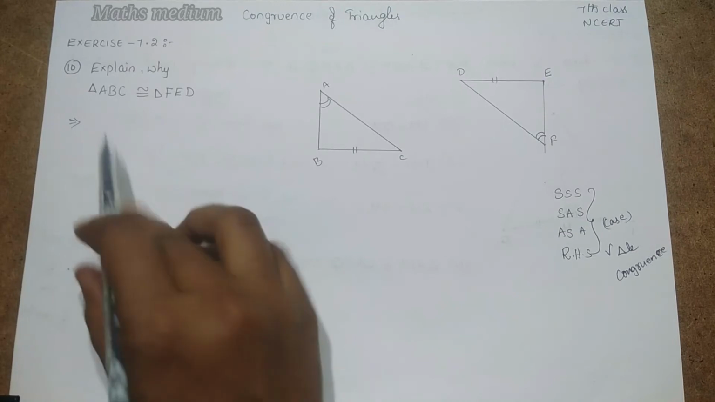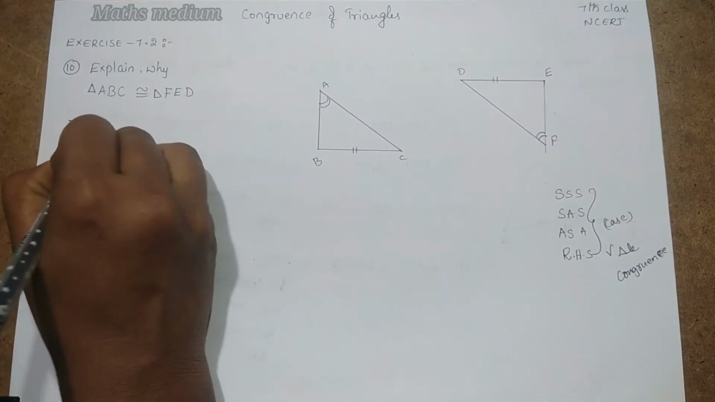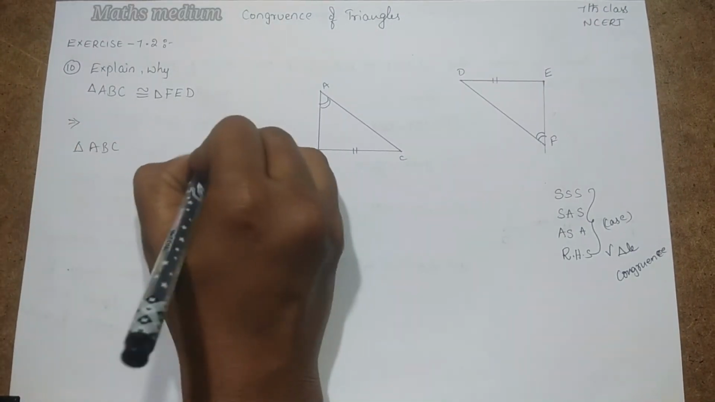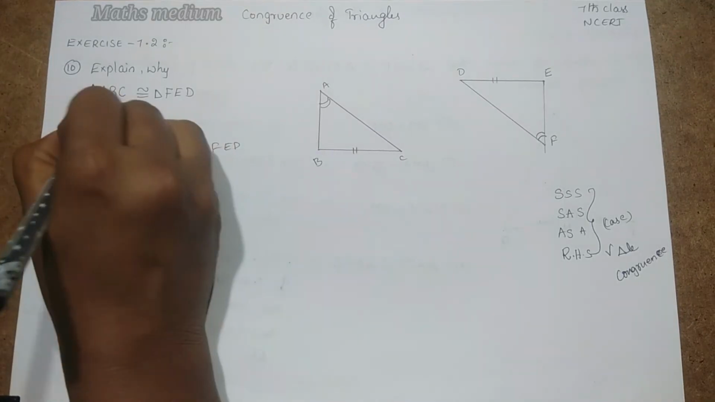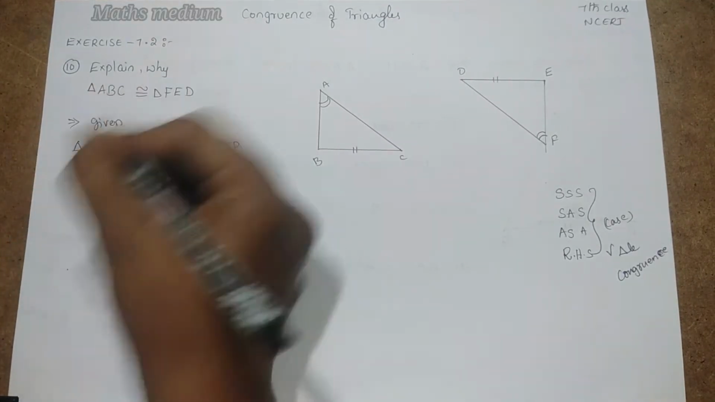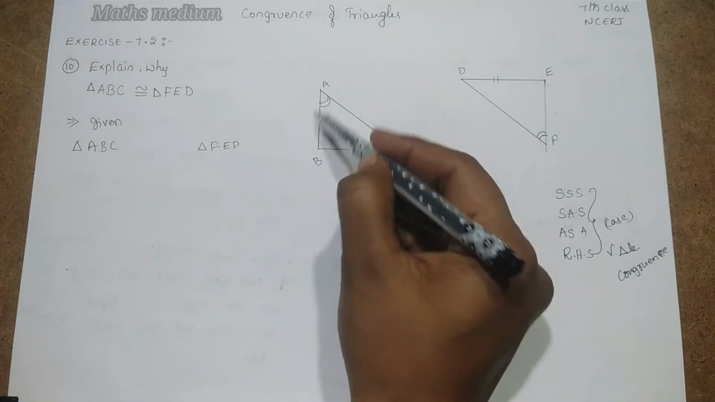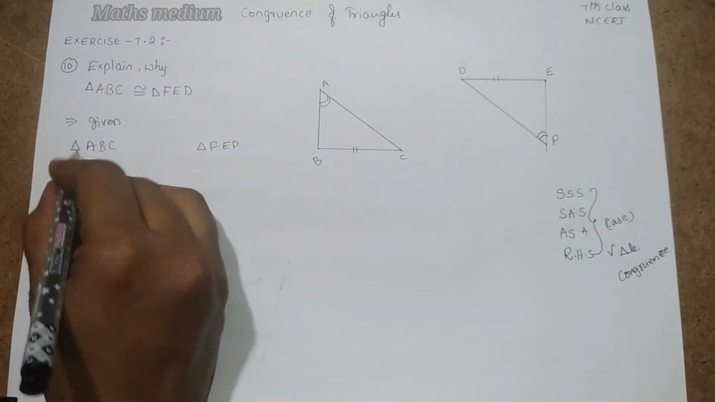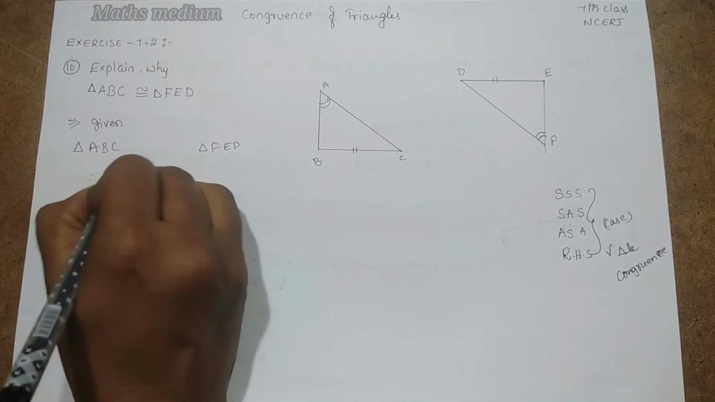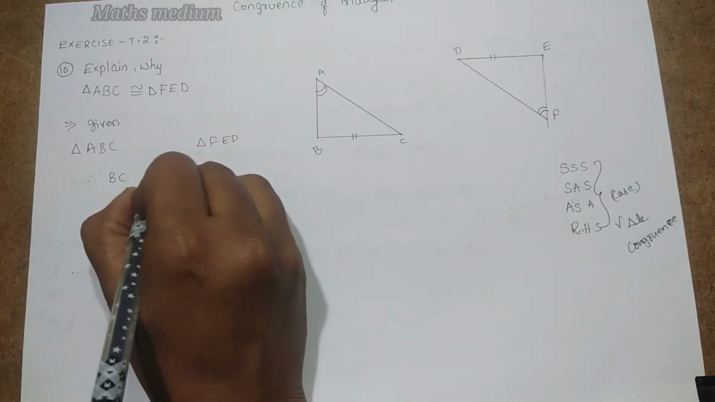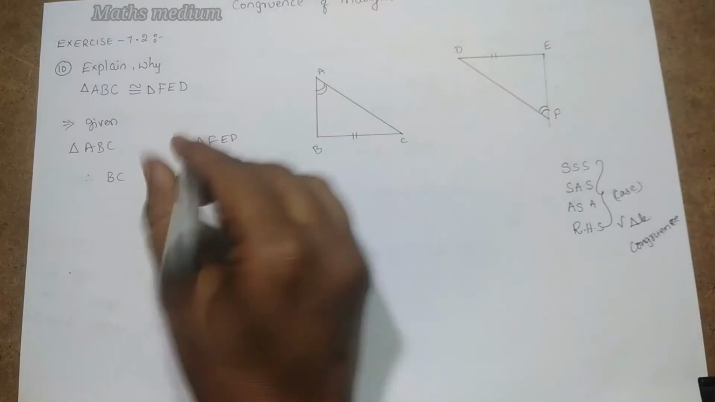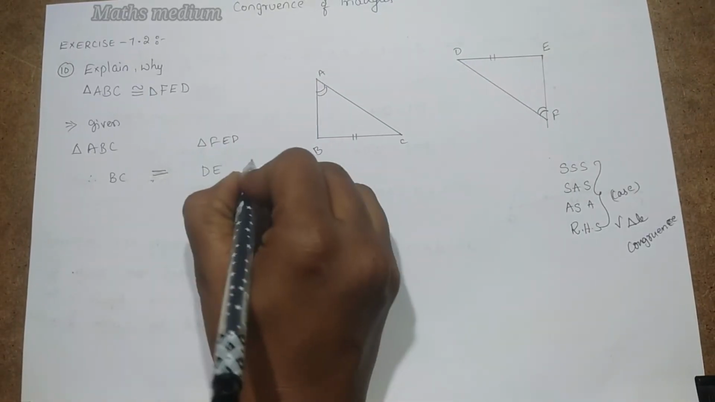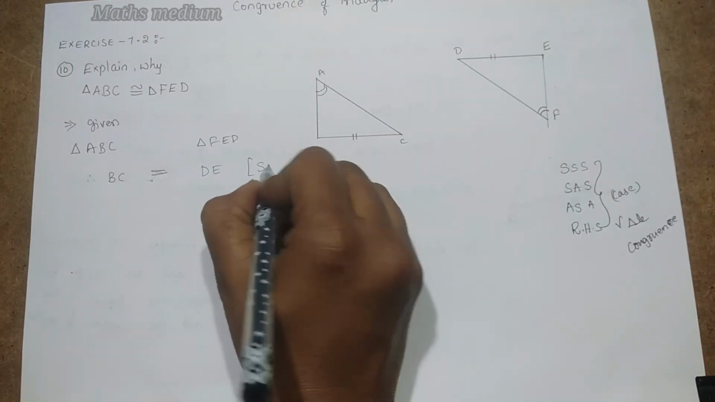So let's start with triangle ABC here and triangle FED here. See here, ABC: BC is equal to DE. Here is the given. Therefore, BC is equal to DE. It is called a side, right?